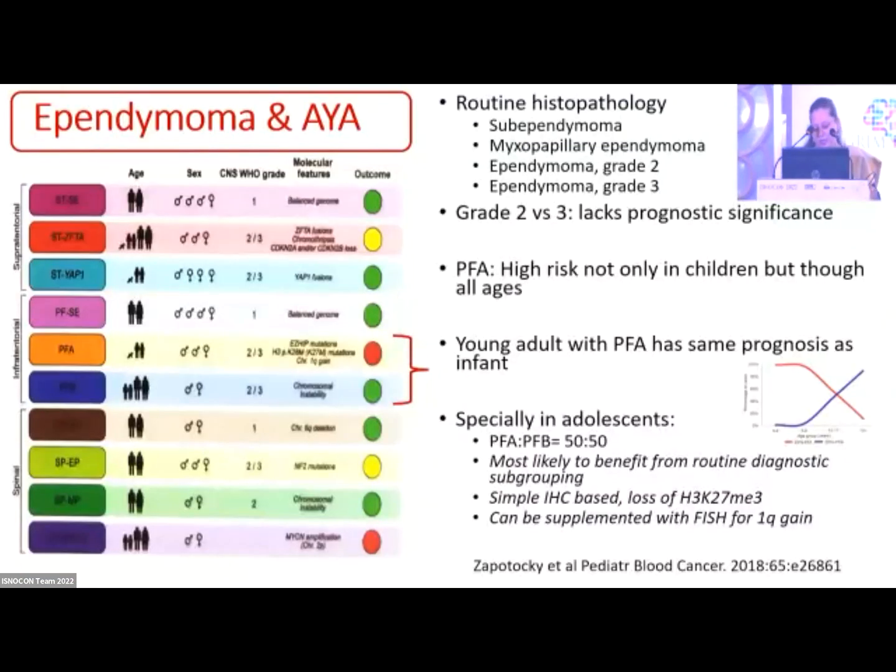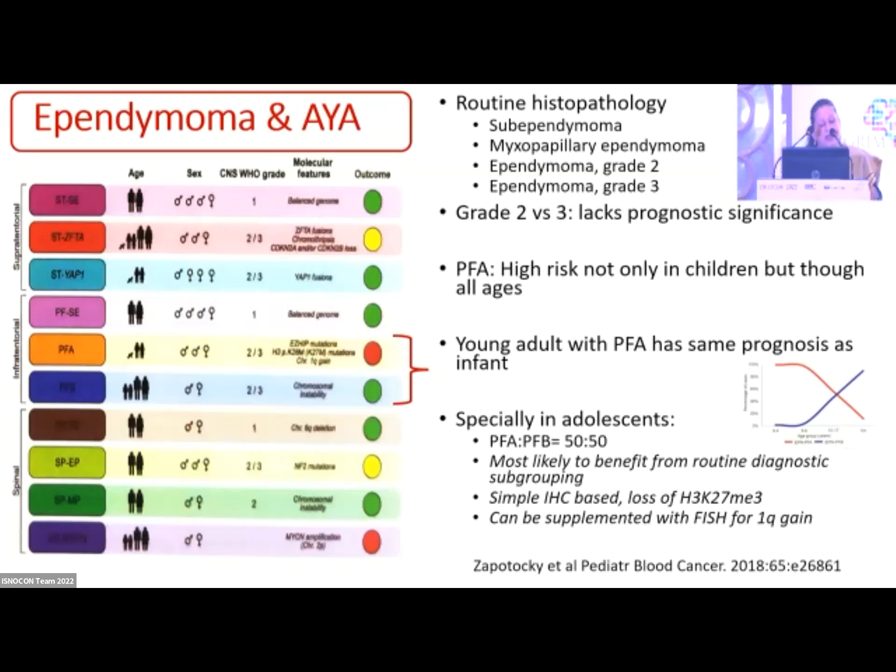Now, the significance being that, as we know, in the posterior fossa, PFA have a definitely worse prognosis, but they are known to occur in children. However, it is not a high risk only in children, but at all ages where PFA morphology or PFA molecular phenotype is seen. So any young adult with PFA would have the same prognosis as an infant, thus highlighting the need to do a routine H3K27me3 in this kind of tumors, even if you have the age as a young adult. And especially in adolescents, PFA and PFB, again at the crossover ages, they have approximately equal frequency, and they're most likely to benefit from routine diagnostic subgrouping.